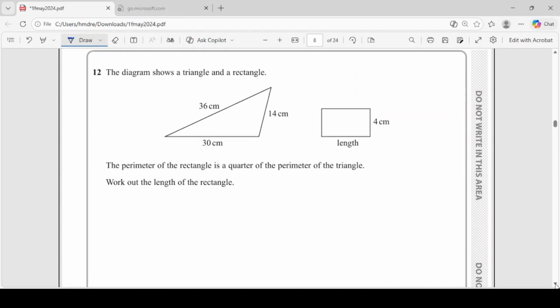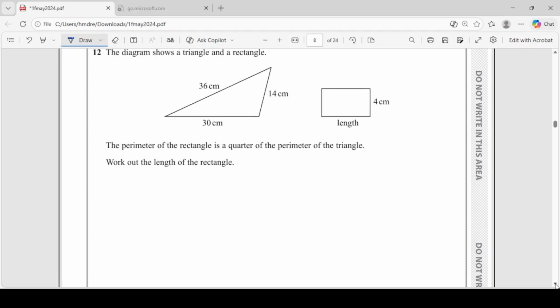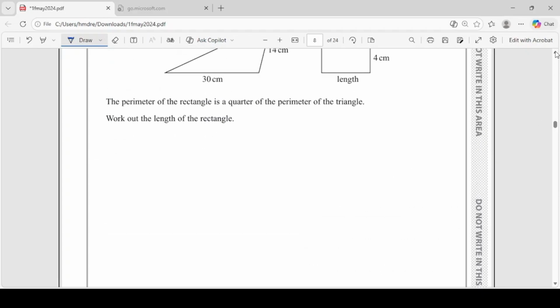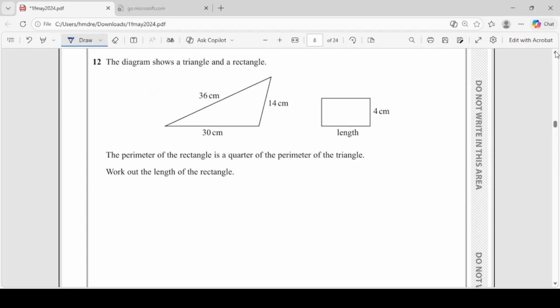Question 12. The diagram shows a triangle and a rectangle. The perimeter of the rectangle is a quarter of the perimeter of the triangle. Work out the length of the rectangle. Okay, so we're getting into the slightly longer questions now. You can see this question is worth 4 marks. They're asking you for quite a lot of steps, but if you can put down as much as you do know, even if you don't get the final answer, you will get some marks.